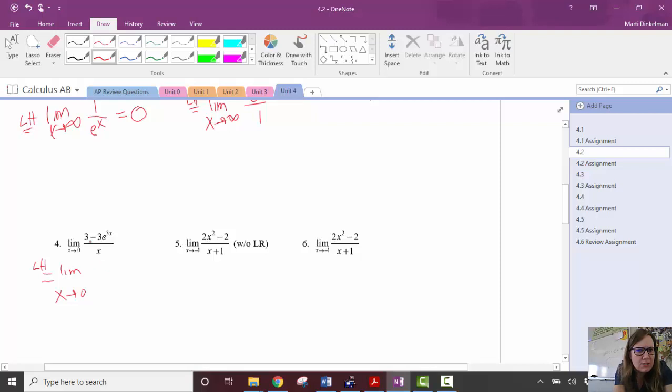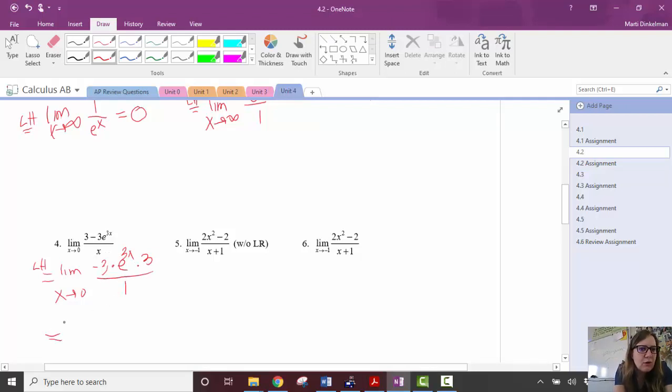Okay, so let's just take the derivative. Derivative of 3 is 0. We have to use chain rule here a little bit, so let me talk it out for a second. So there is a negative 3 hanging out there, and then the derivative of e to the 3x would be e to the stuff times the derivative of the stuff, and then the derivative of x would be 1.